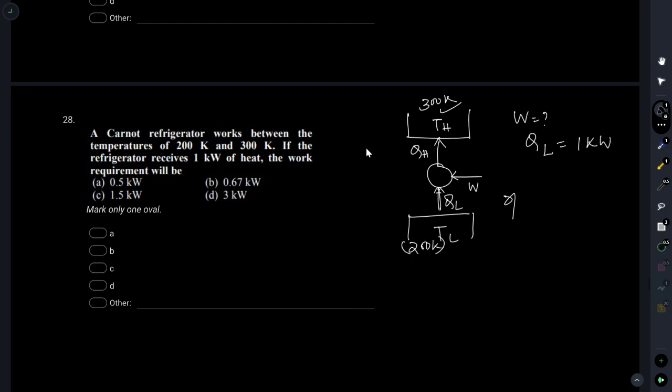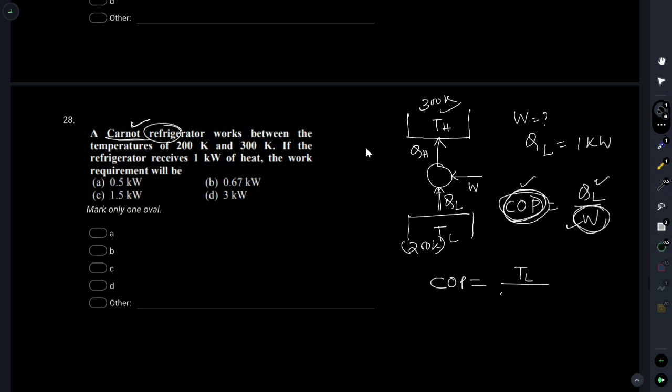Now, what is COP? COP will be equal to the refrigeration effect, that is QL divided by W. This one is given and this one we want to find out. If we can calculate the value of COP, then we can find out the value of work interaction, right? COP can be found out for the Carnot cycle. We are talking about a Carnot refrigerator, which is on a reversible cycle. For a reversible cycle we can write the COP as TL divided by TH minus TL. TL is given as 200 and TH minus TL is 300 minus 200, that is equal to 100. So COP we find as 2, right?